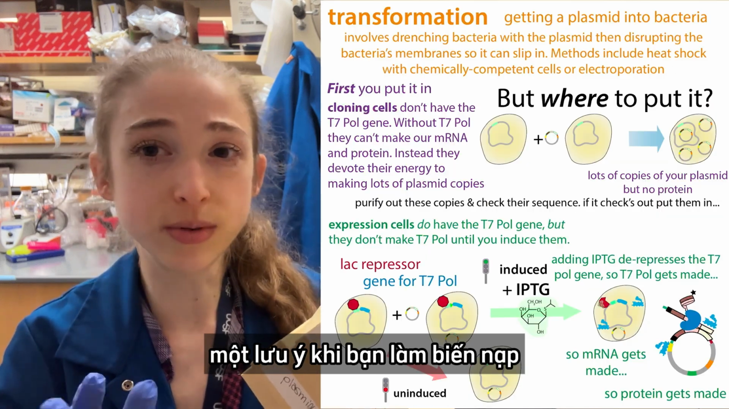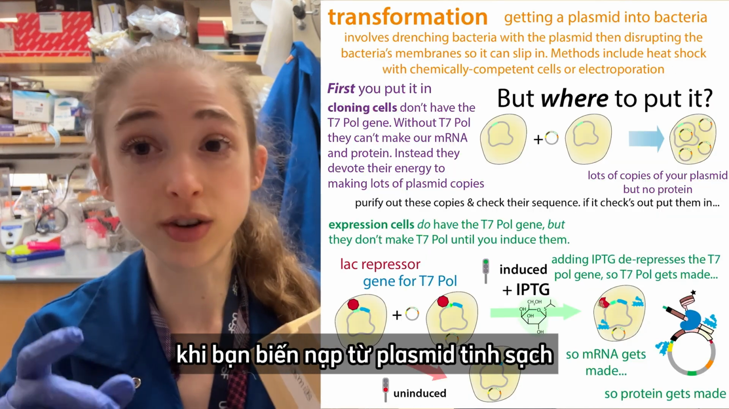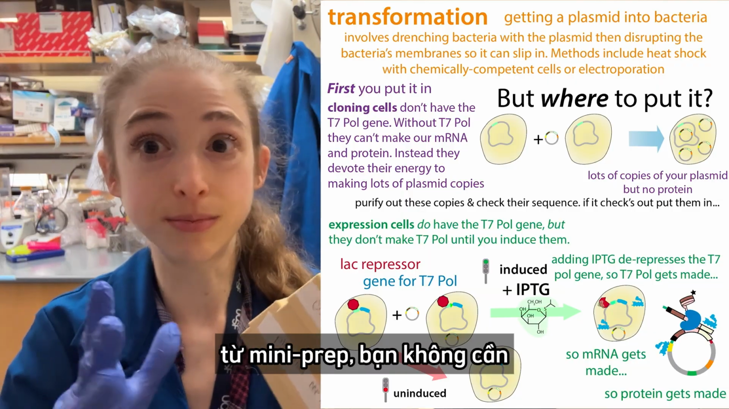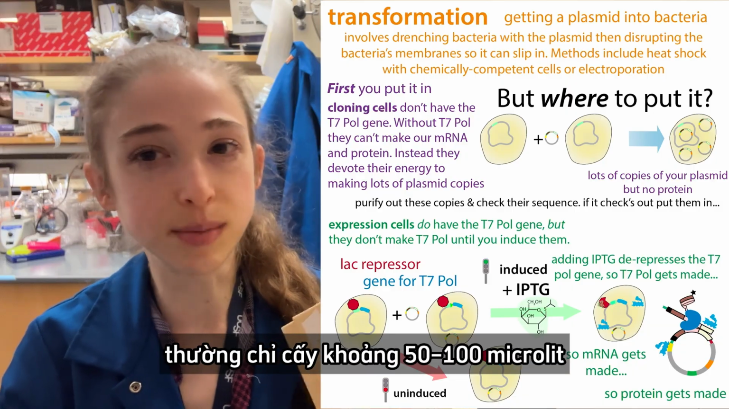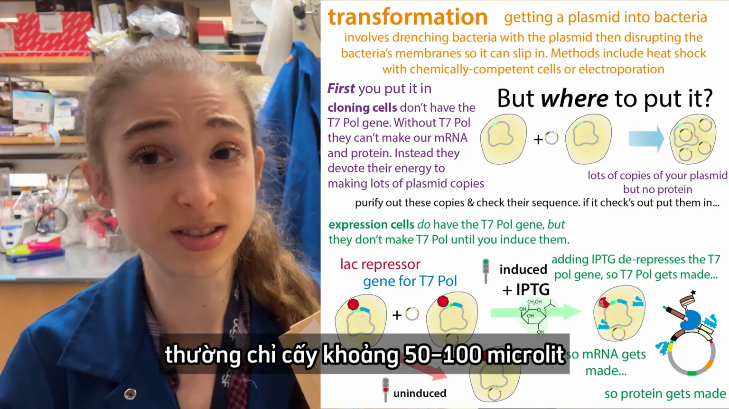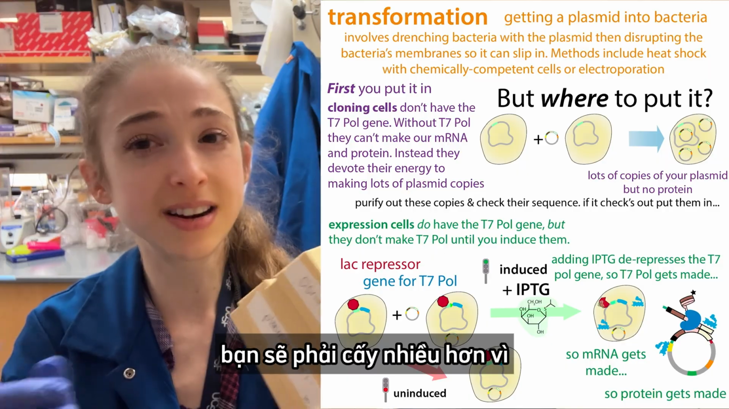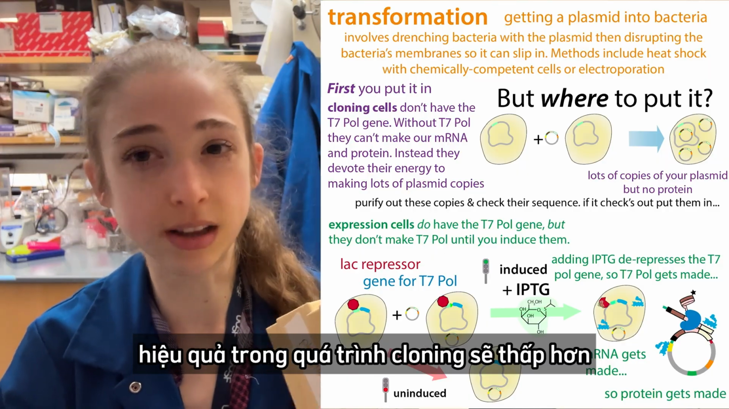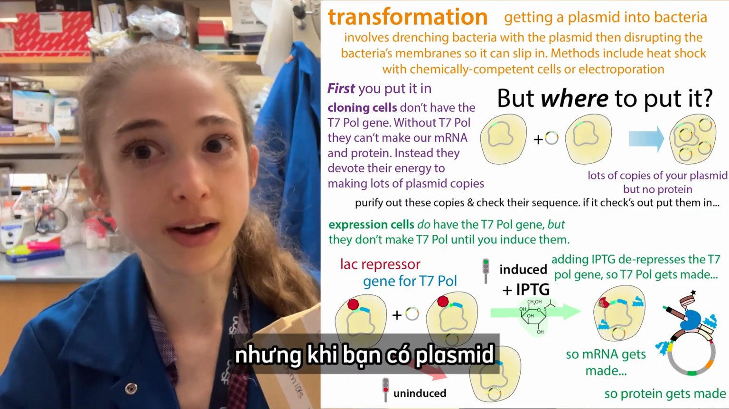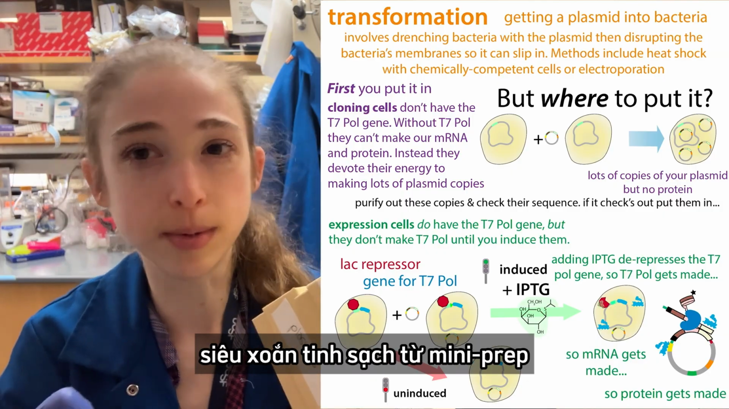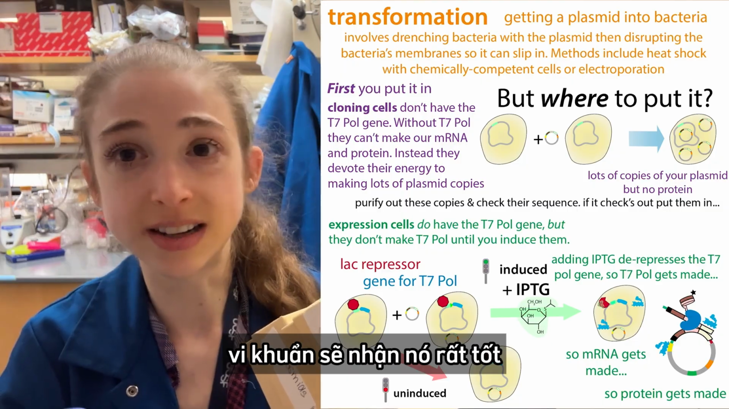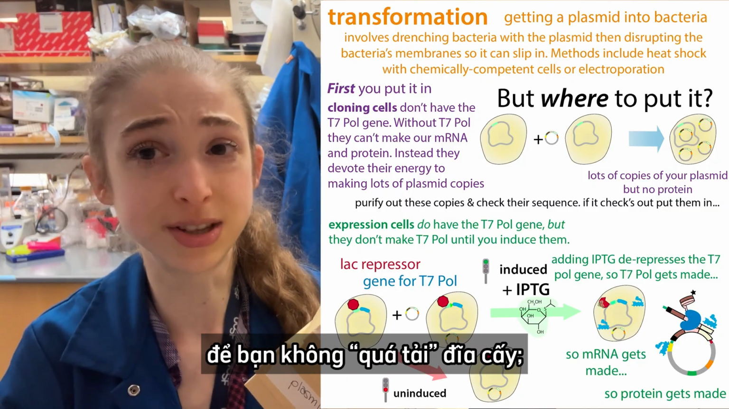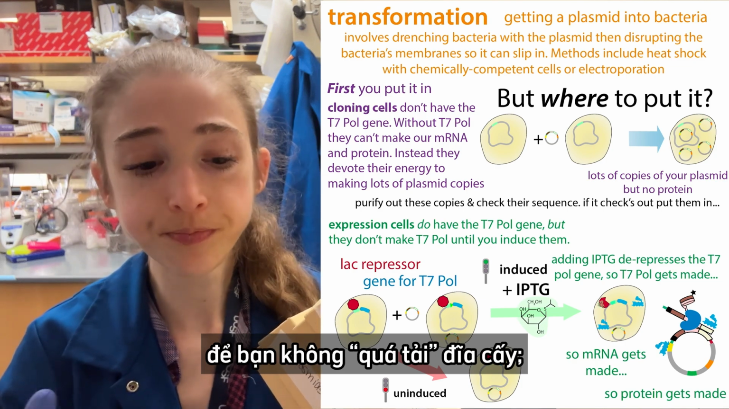So just a note when you're doing that transformation from a purified plasmid from a mini prep, you don't want to plate the whole thing. You typically only plate like 50 to 100 microliters or so, whereas with the SLIC or whatever, you're going to have to plate a lot more because it's going to be less efficient when you're doing the cloning process. But when you have a purified, nice little supercoiled plasmid from your mini prep, the bacteria are going to take that right up, and so you don't need to plate very much. Just a technical note, so you don't overload your plates.